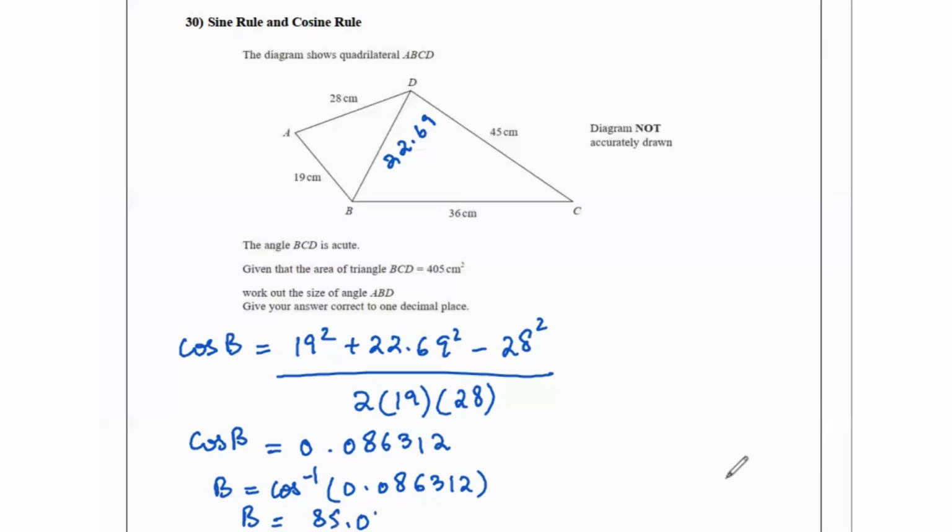I probably overestimated somewhere, maybe with the length of BD, because in the marking scheme it says 83.9. So I probably overestimated somewhere, but the steps are still correct. And this is how you would find the size of the angle ABD.